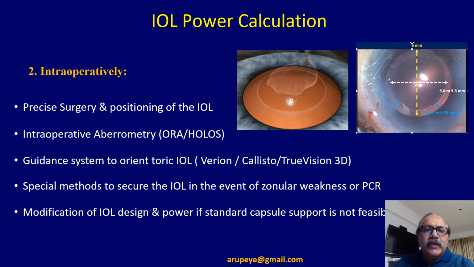Intraoperative aberrometry is being talked about. There are a lot of publications in the literature, but in a recent webinar that I had conducted, Dr. Douglas Koch had mentioned that once our preoperative biometric measurements become much more accurate than what it is now, intraoperative aberrometry will no longer be required in our day-to-day practice. The guidance systems for orienting the toric IOLs also do pretty well.